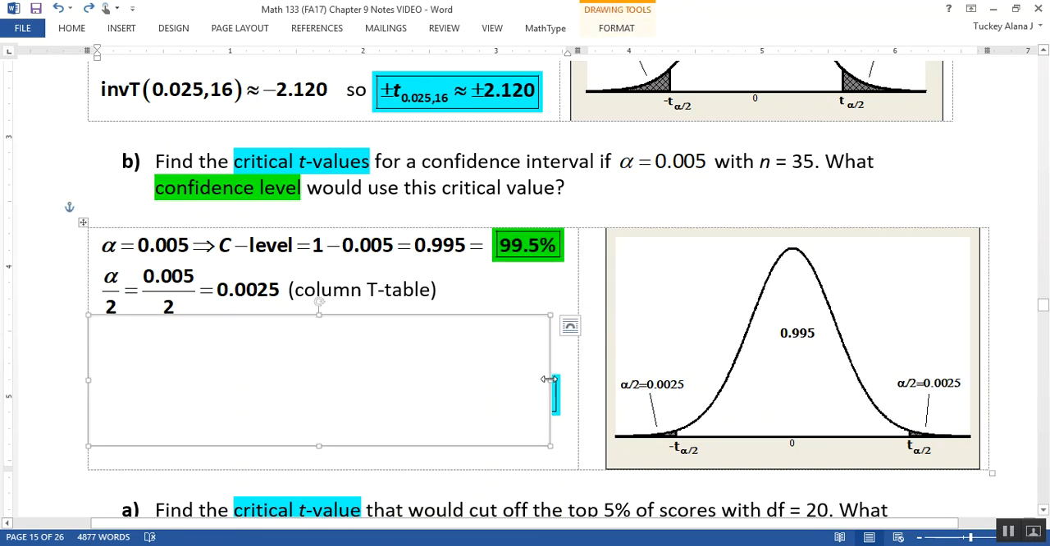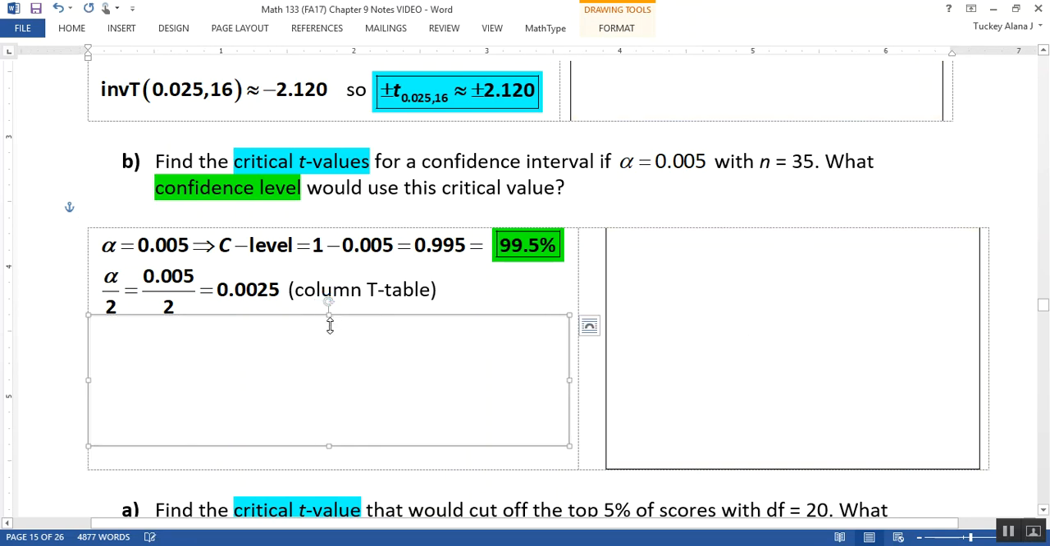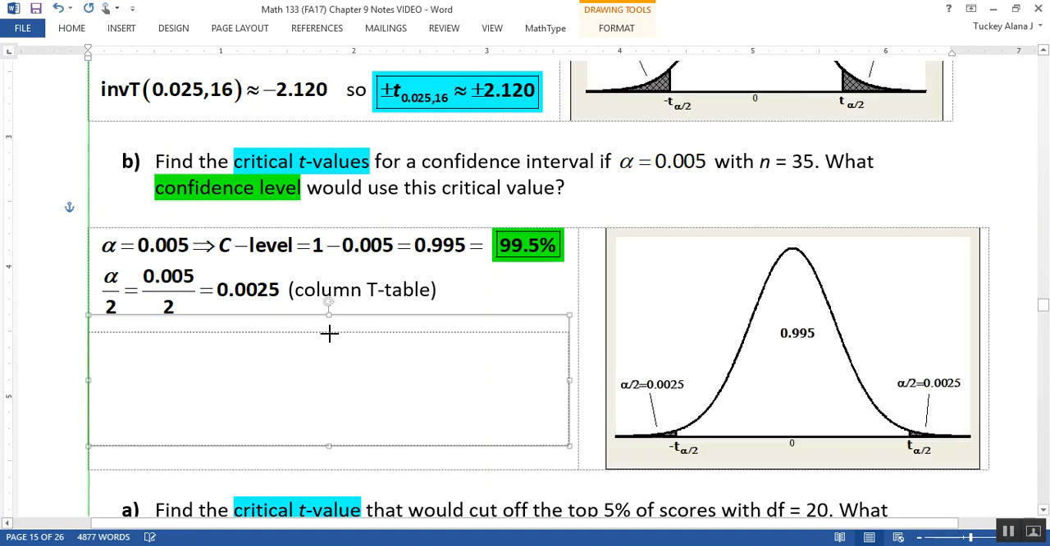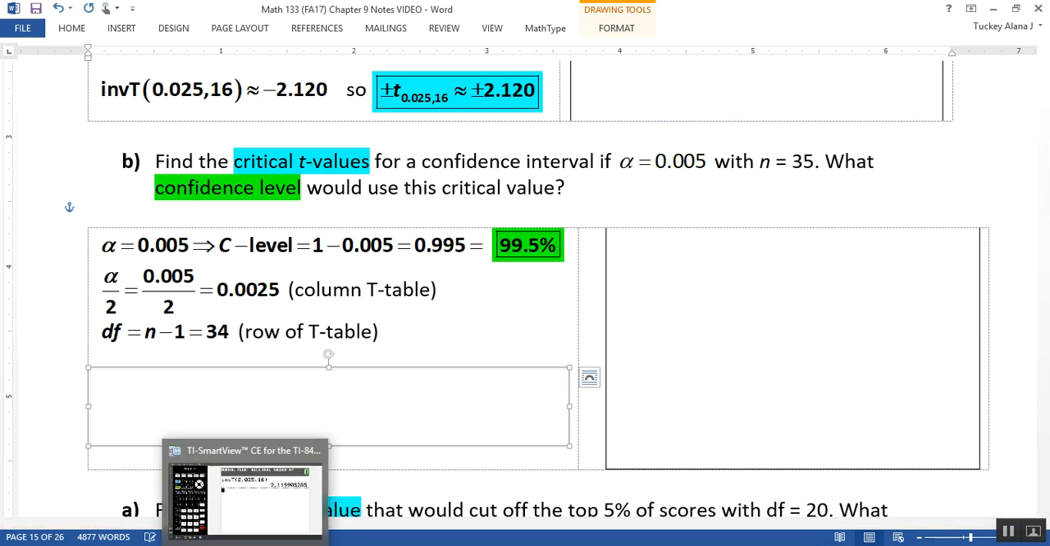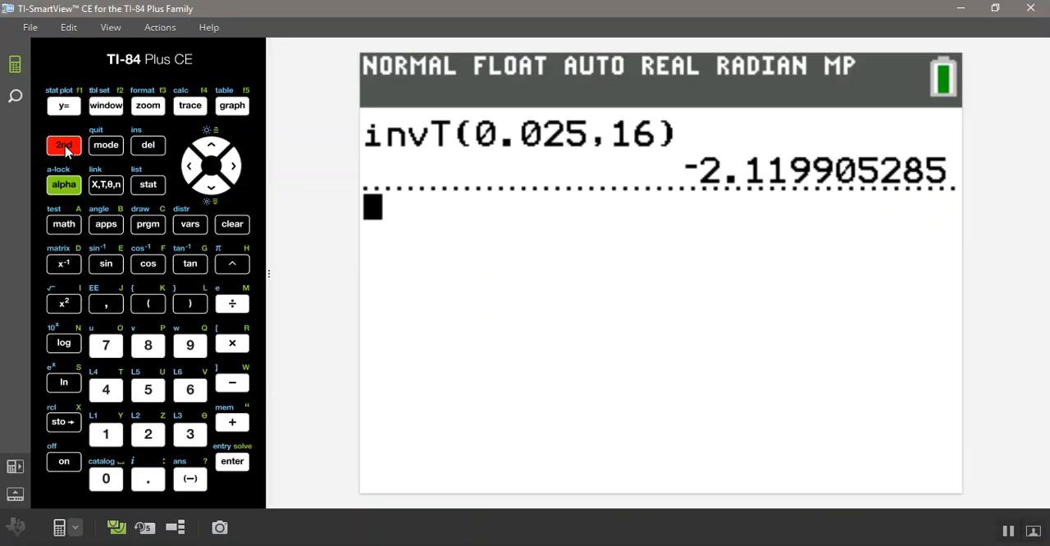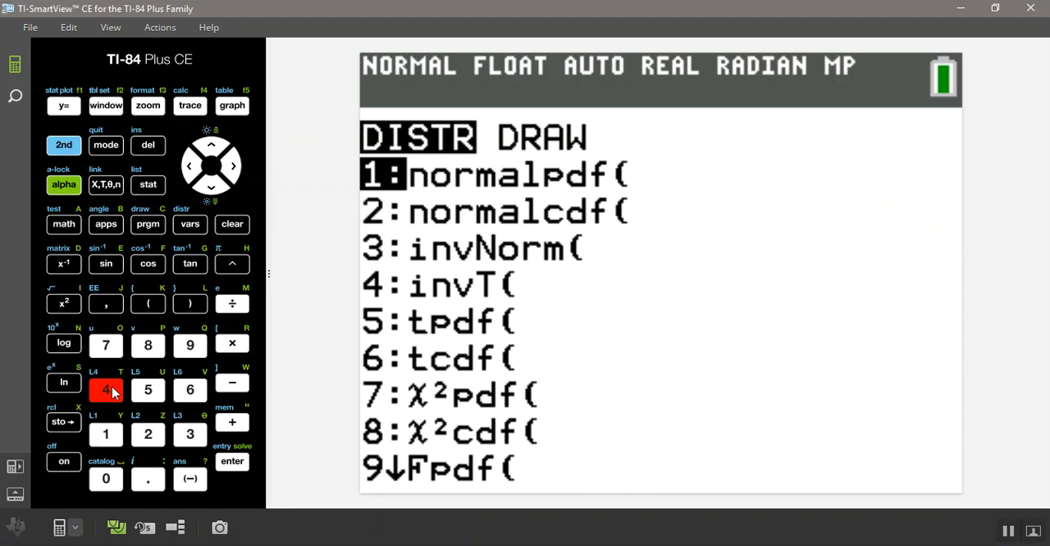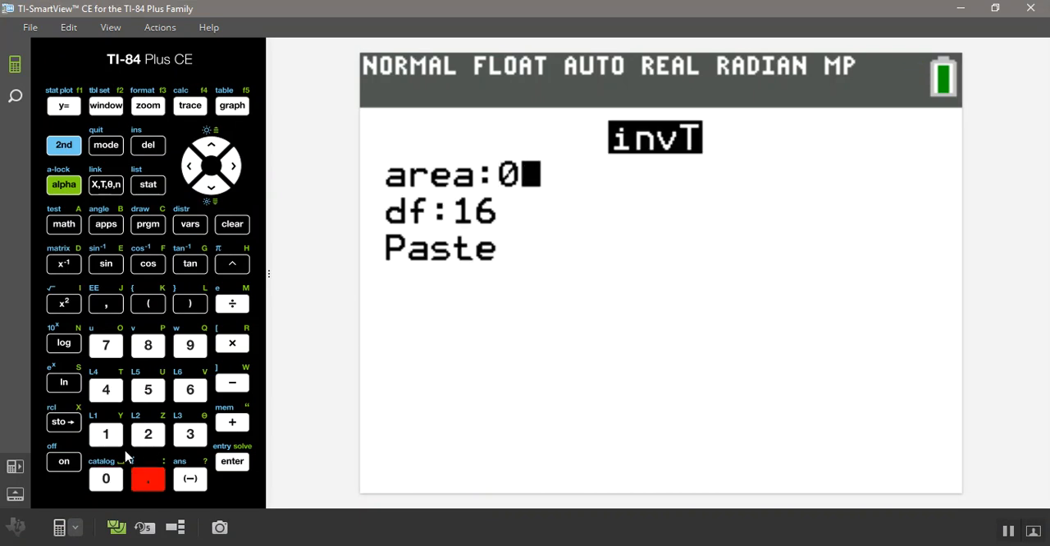All right, now I know that the area in each tail is 0.0025 because that's what alpha over 2 is, and that's what I'm looking for when I'm dealing with confidence intervals. I know my degrees of freedom is 34 because n is 35, and that's going to be the row of the t-table that I would go to. So I can either go to my calculator and type inverse t, so second distribution, inverse t, 0.0025, 34. Make sure you have that extra 0 in there.